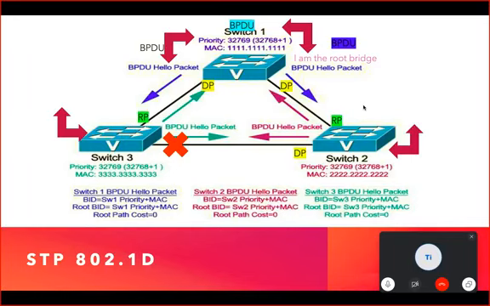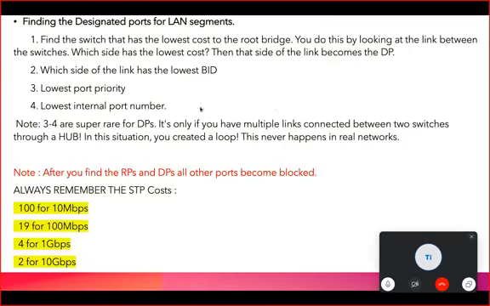The first criteria is the lowest cost towards the root bridge. These links are showing the cost. I will show you here. See, what is the cost? These are the costs.